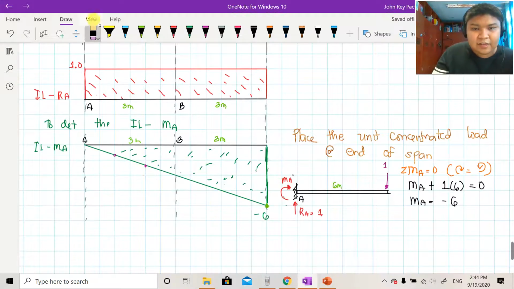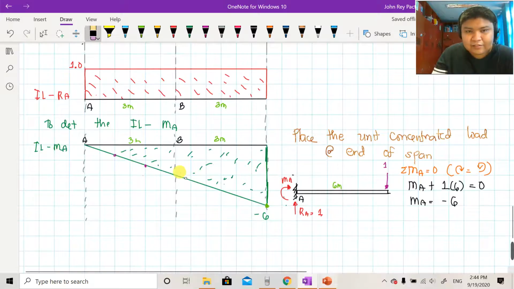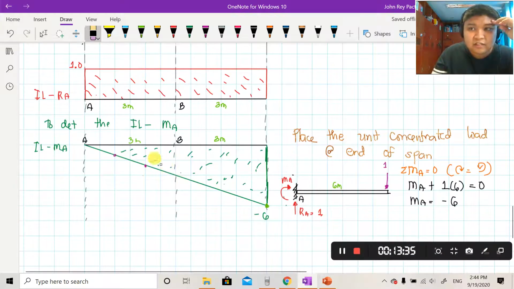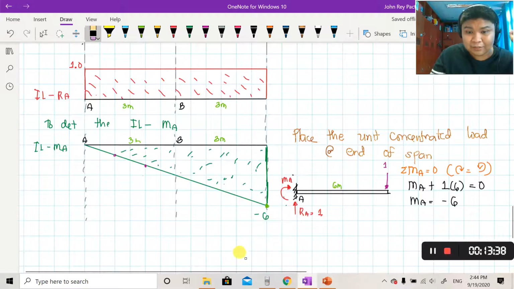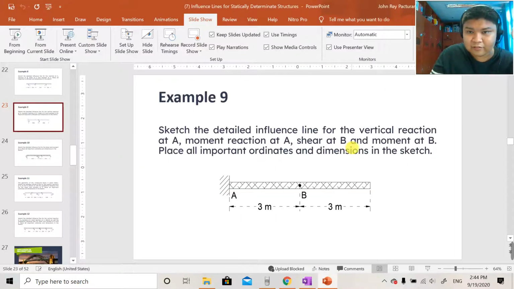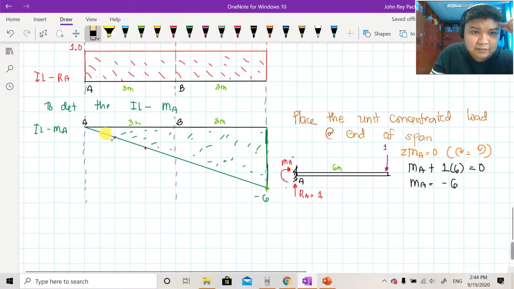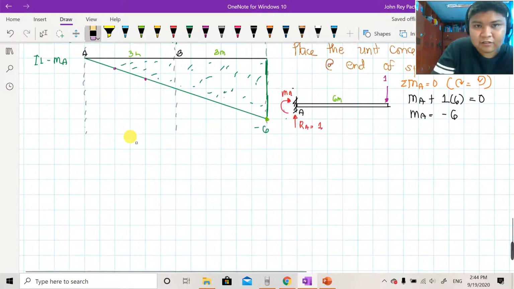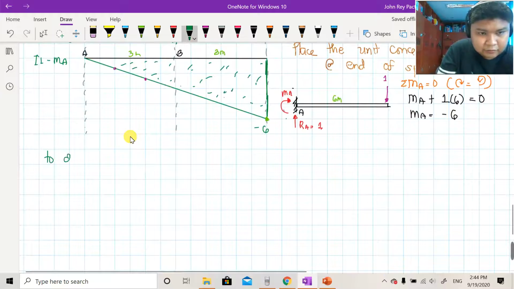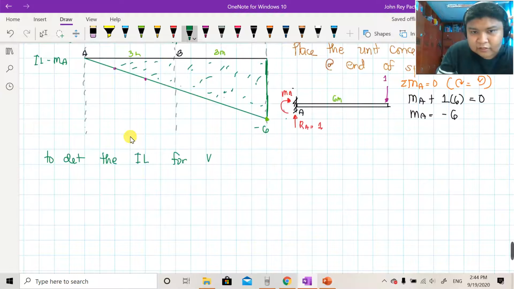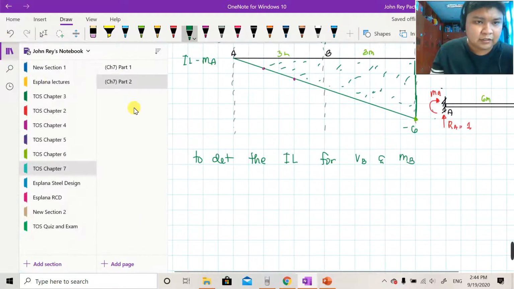Okay? So, next tayo, ide-determine na natin class, yung next is to sketch the influence line for the shear and moment at B. Ganun pa rin yung tanong. For example 9, shear at B and moment at B. And kung maalala nyo, as I said earlier, in example 4, na-sketch na natin class yung shape niya. So, balikan natin yung example 4. To determine the influence line for shear at B and moment at B class, balikan natin yung drawing natin.